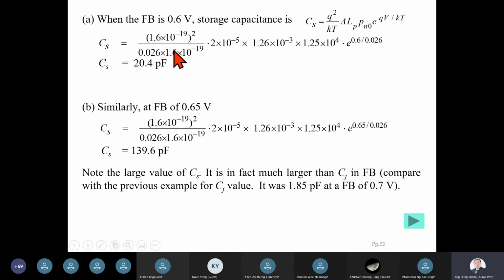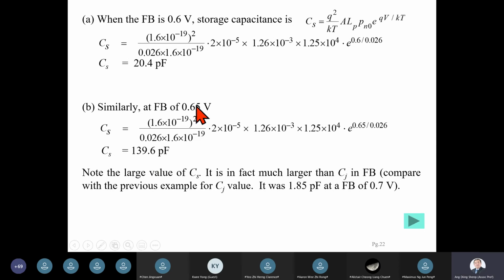CS at 0.6 volt forward bias is 20.4 picofarad. This is already much larger than the junction capacitance, which you can refer back to from what we calculated earlier. And when you increase the forward bias by just 50 millivolts, notice how CS has changed. It changed like 6 to 7 times because of the exponential dependence of CS on the forward bias voltage, which can be traced back to the exponential dependence of the carrier injection across the junction as a function of the applied forward bias voltage.